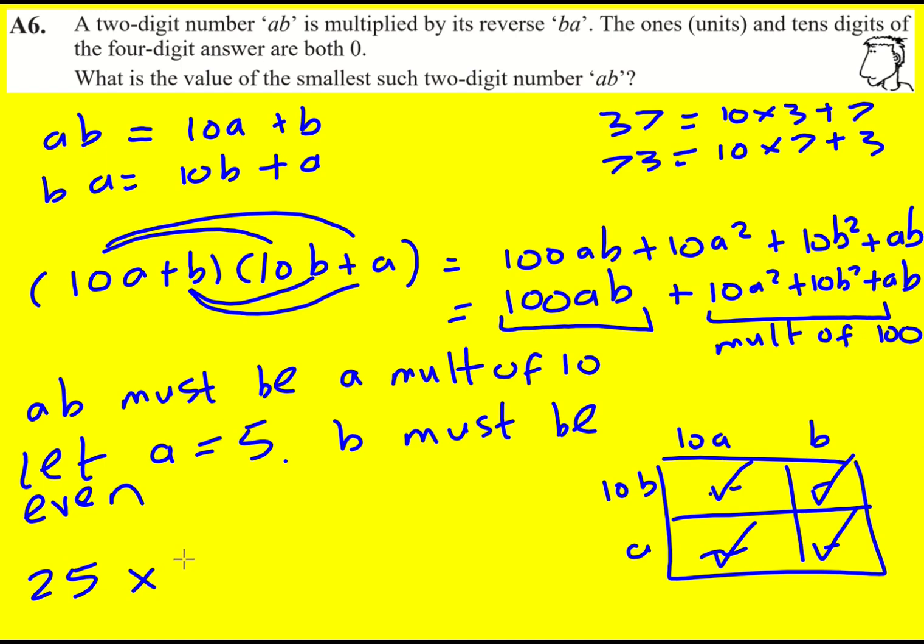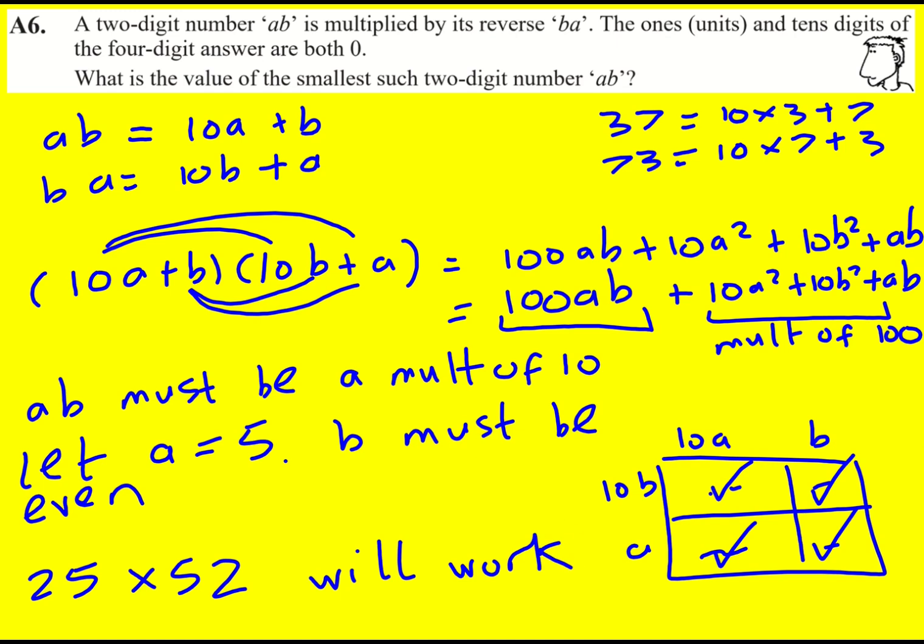And actually, we can see this is going to work. 25 times 52 is going to give us a multiple of 100, because 52 is a multiple of 4. So this will work.